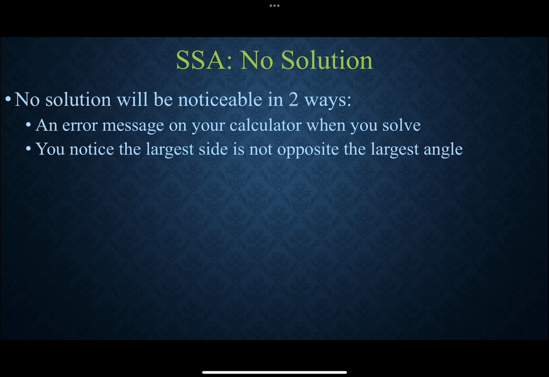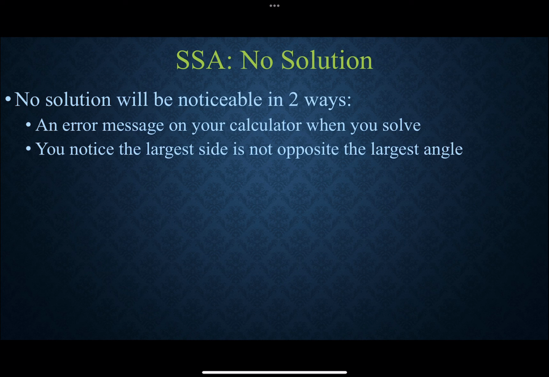Now the no solution case will show up algebraically very noticeably. Assuming you type everything in correctly, you should get a number every single time you do your law of sines problem. If you get some sort of error message, you've made a mistake then. I'm sorry, you've not made a mistake. It's a no solution situation.